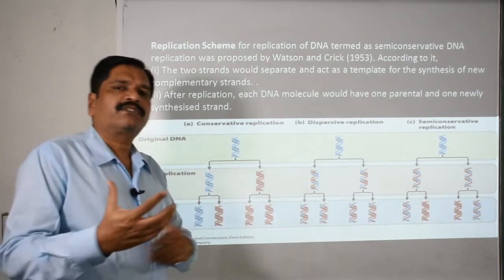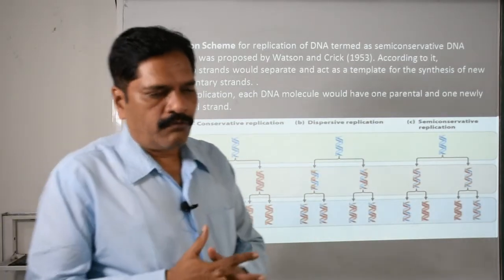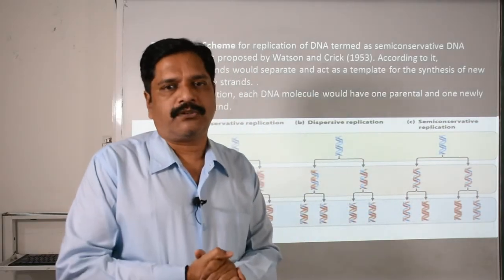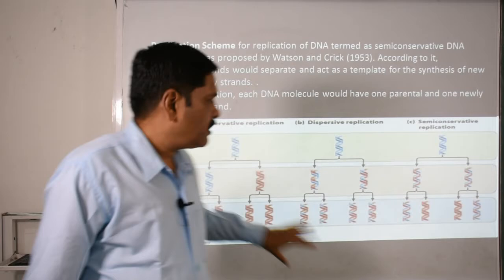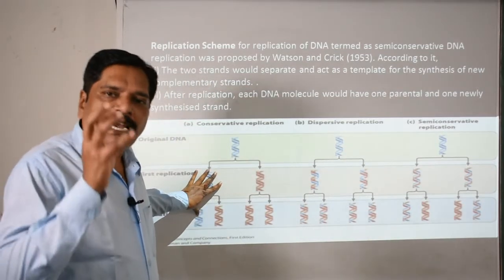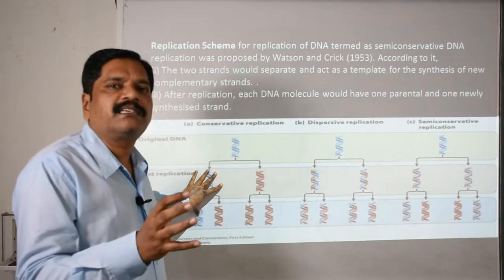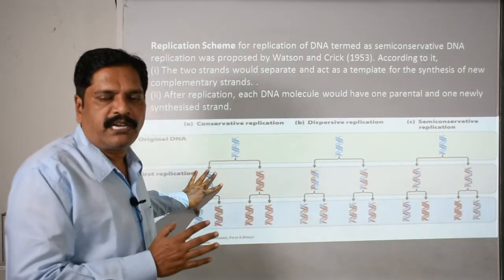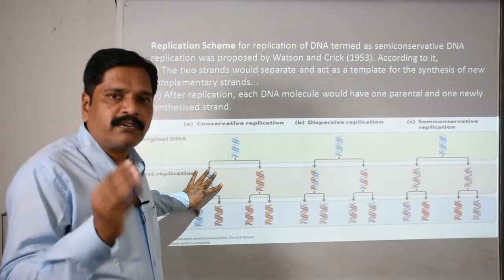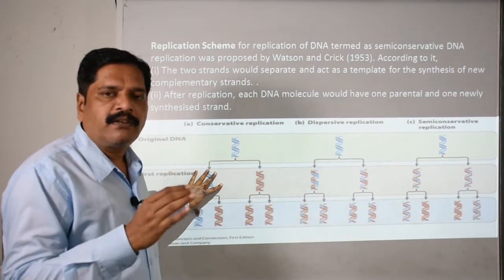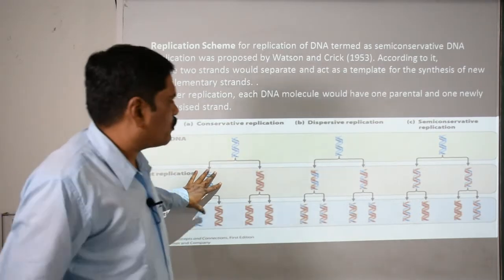That means there is no use of these half strands of the DNA. So that is why we call it conservative replication. That means the parental DNA is saved and kept in a single molecule of DNA, while the new strand, which forms by using this parental DNA as a template, will be stored in the new molecule.